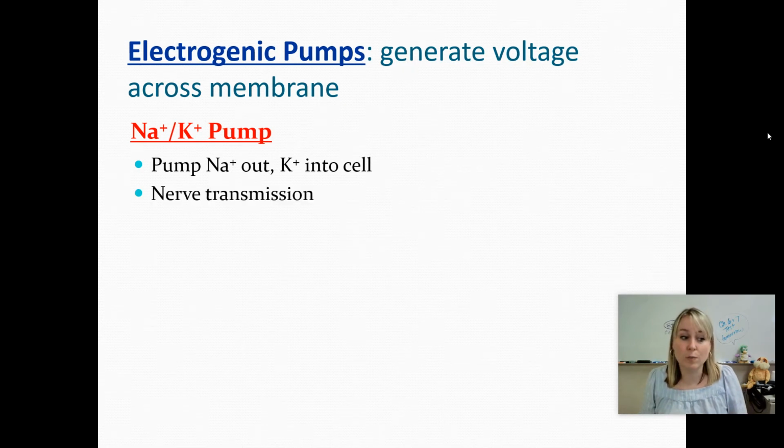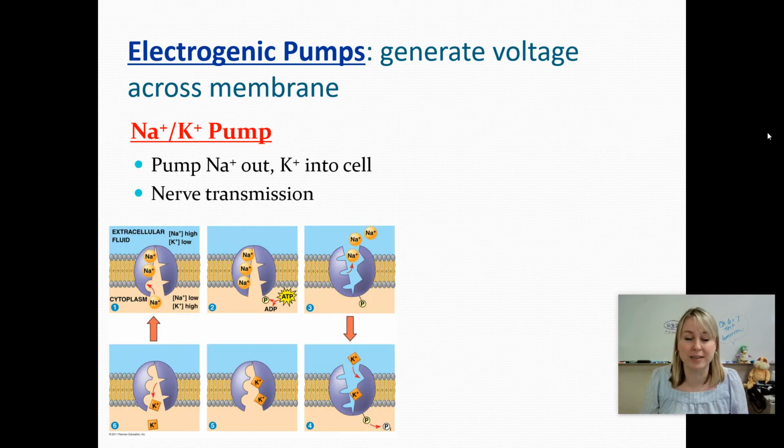This is how nerve impulses are conducted. We create this difference and then we open the channels up and allow them to swap places, and that creates an electric current down our nerve cells.